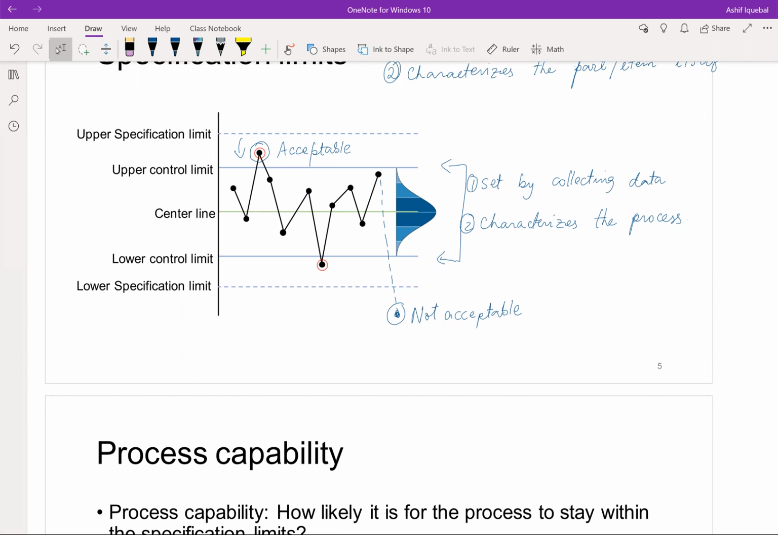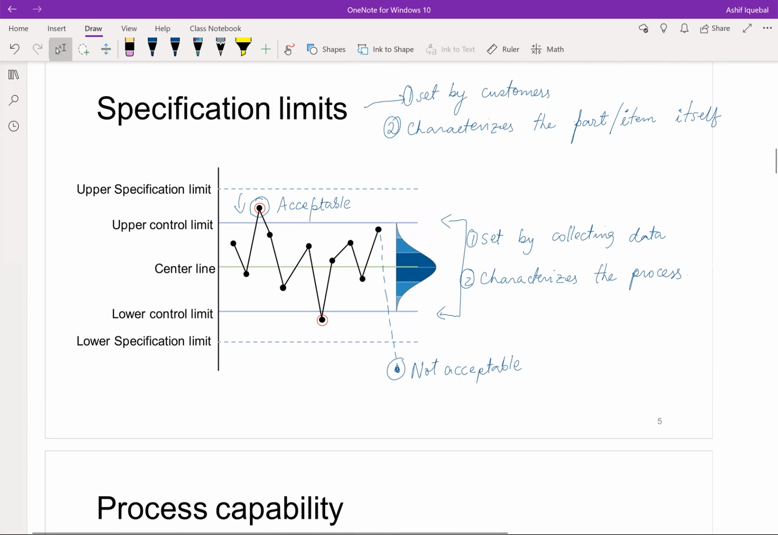All right, so you might ask a question: why are specification limits outside the control limits? That's a genuine question, right? So it's a good question. And in fact, it is not always likely that the specification limits are outside the control limits. It might so happen that the specification limits and the control limits overlap with each other. And it might also happen that the specification limits are narrower than the control limits.